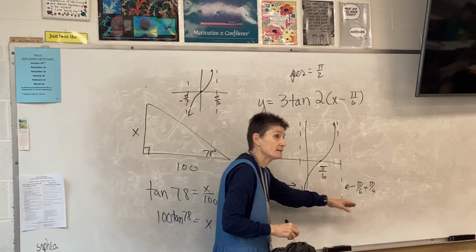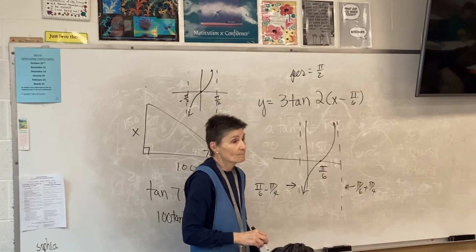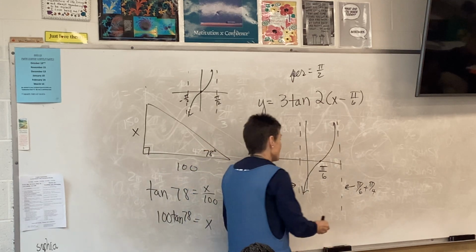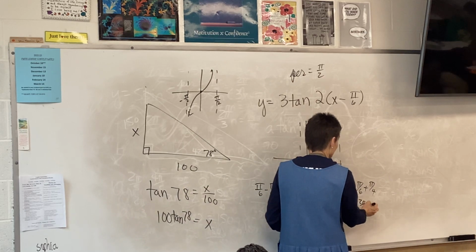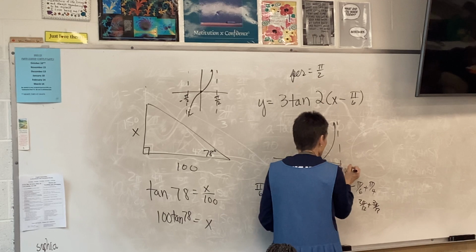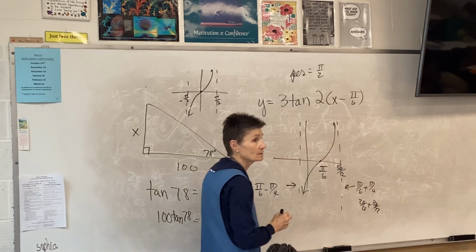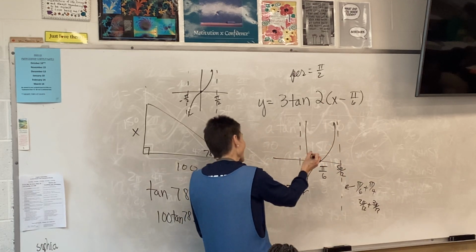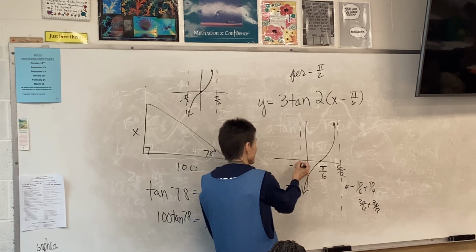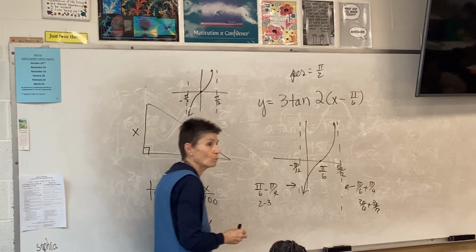So I'm going to get a common denominator. Between 6 and 4, that would be 12. So this is 2 twelfths plus 3 twelfths. So this asymptote is at 5 pi over 12. And then backing up, same thing, it's going to be 2 minus 3, so this is going to be negative pi over 12.